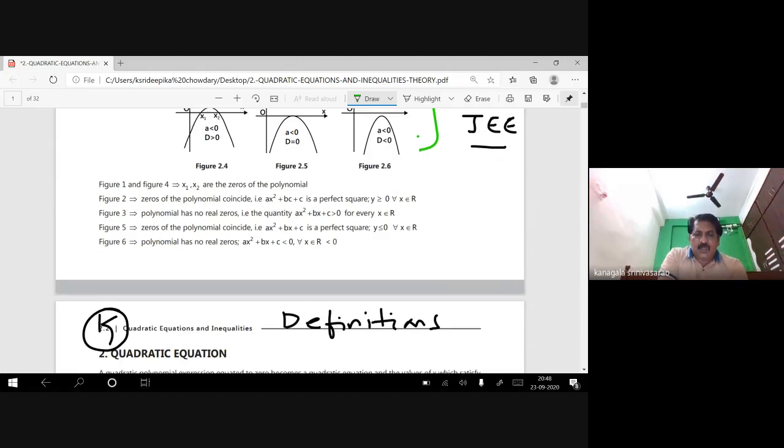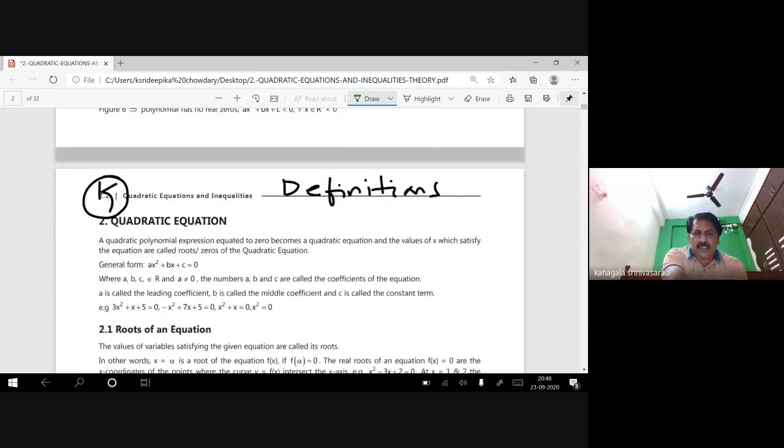So next, coming down to the basic definitions. First one is already given to you: quadratic equation. An equation of the form ax squared plus bx plus c equal to 0 is called a quadratic equation, where a is not equal to 0. a, b, c are called numerical coefficients. So you can take so many examples.